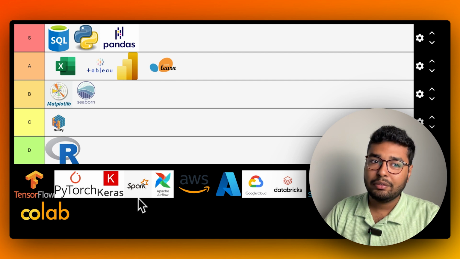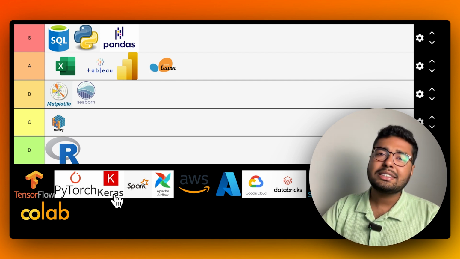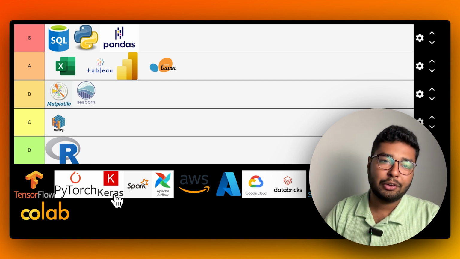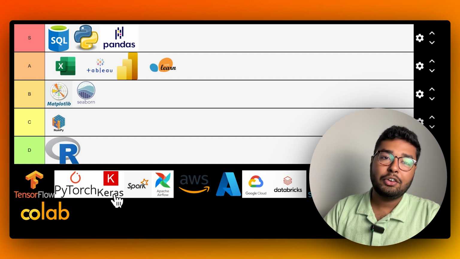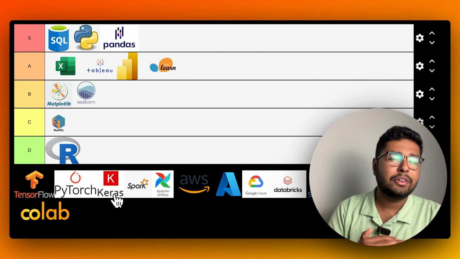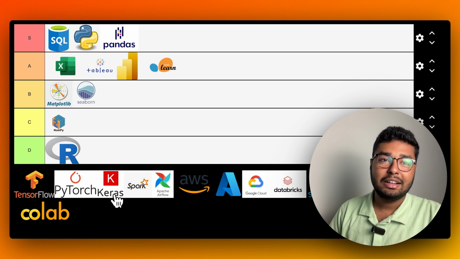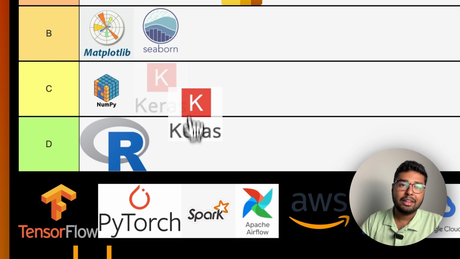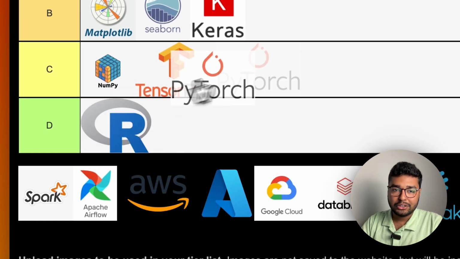But how to rank these three things? If you don't know, TensorFlow is from Google, PyTorch is from Facebook, and Keras is built on top of TensorFlow. If you ask me, Keras is the easiest thing to learn among these three. If I've learned all the tools already, I would learn Keras first and then go with either PyTorch or TensorFlow, doesn't matter, both are very famous in their own way. I'm going to rank Keras in B tier and TensorFlow in C tier and PyTorch in C tier.